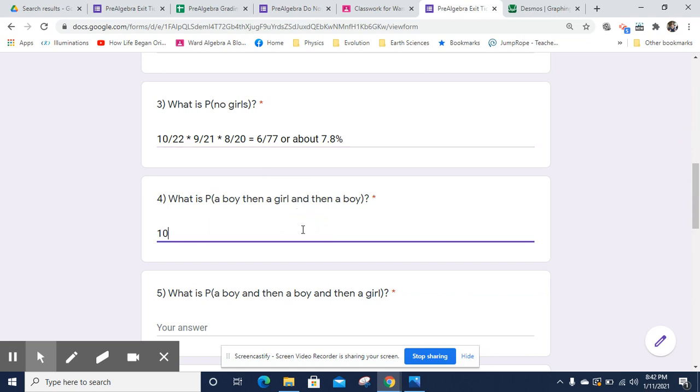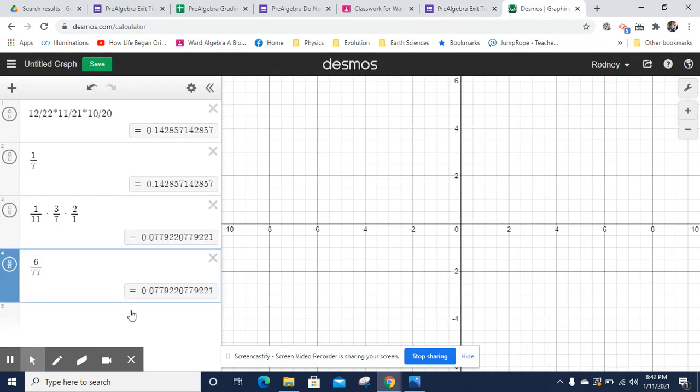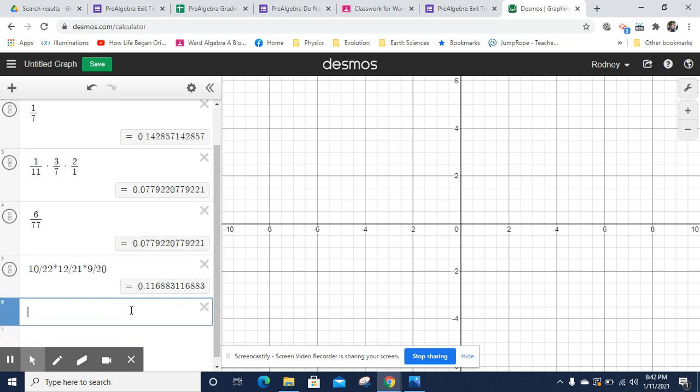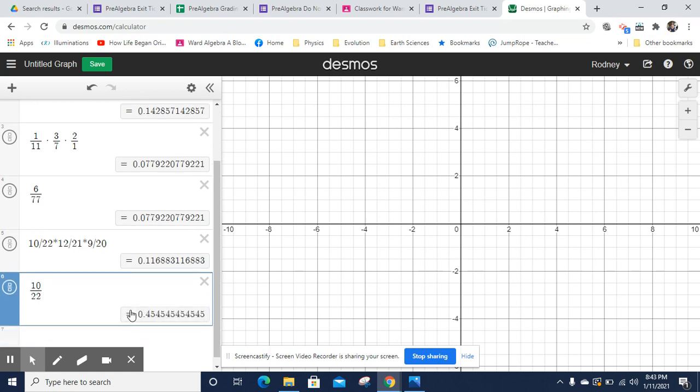Well, we start off with 10 out of 22. Then we multiply that times 12 out of 21, because there's still 12 girls. And then we multiply that times 9 out of 20, because now there are 9 boys and 20 people in the hat still to pull from. So let's take that over to Desmos and work it out, because I like seeing the fractions vertically. It's easier to organize it on Desmos. 10 out of 22 times 12 out of 21 times 9 out of 20.